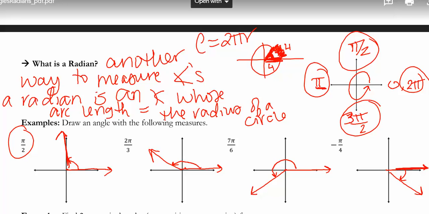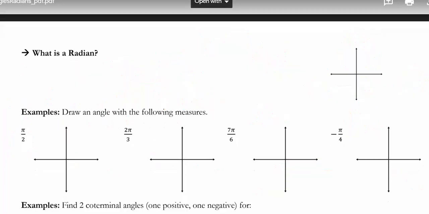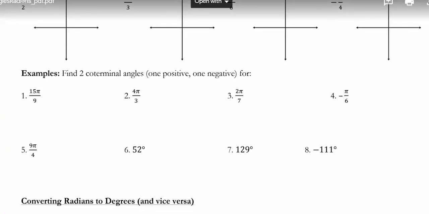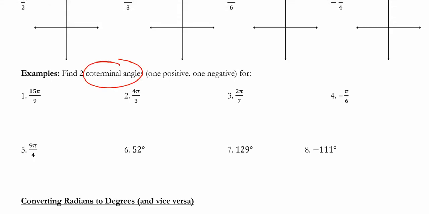So now let's go ahead and talk about what it means to be coterminal. Coterminal angles, remember, I'm just adding or subtracting 360 degrees. But when I put it in terms of pi, I'm adding and subtracting 2 pi because 2 pi is equivalent to 360. So here it says find 2 coterminal angles, one positive and one negative. So I'm going to do 15 pi over 9 plus 2 pi and 15 pi over 9 minus 2 pi.